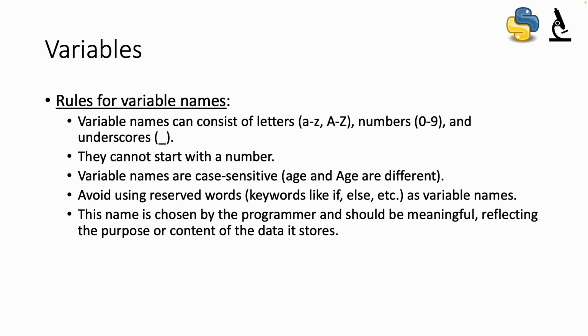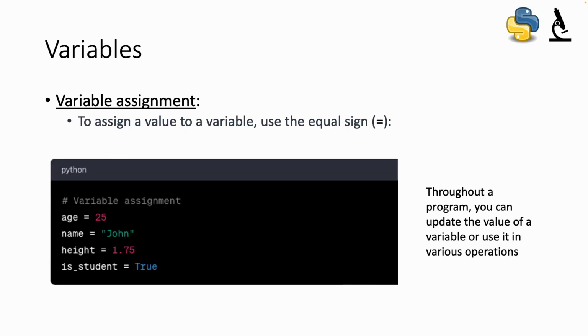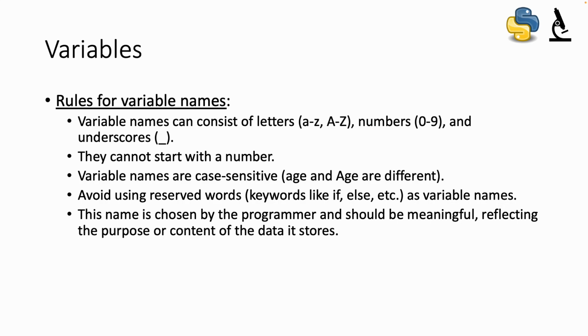The name is chosen by the programmer, and it should be meaningful and reflect the purpose or the content of the data it stores. Going back to this slide, a variable called age should not contain information about the height. It should always contain information about the age, and so on. For example, name and then is student. It should always be reasonable, appropriate, meaningful.